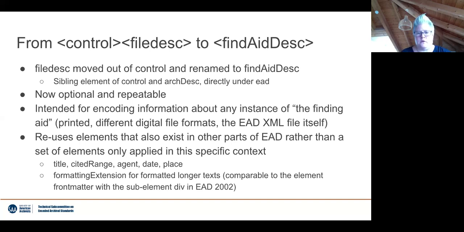And we also are reusing elements that exist in other parts of EAD within find aid desk, rather than having a set of elements that are only applied specifically in this context. So we are using the general title, a new element called cited range, the general agent, date and place. And we also are introducing an element that is called formatting extension for formatted longer text. So that is kind of comparable to if you were using the element front matter with the sub-element div in EAD 2002, which we know some colleagues are still doing.